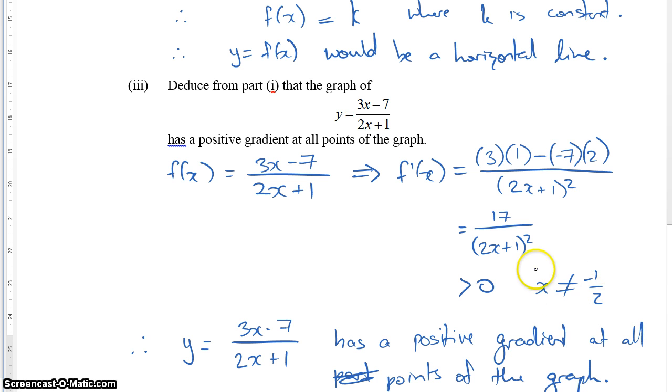Just one thing you may ask, isn't x equals negative half a point of the graph? No, it's an asymptote, so there is no point of the graph there. So my answer is still valid. Well done if you spotted that.